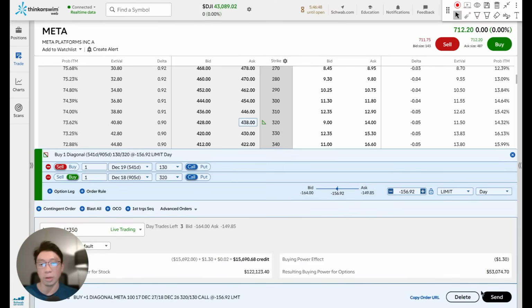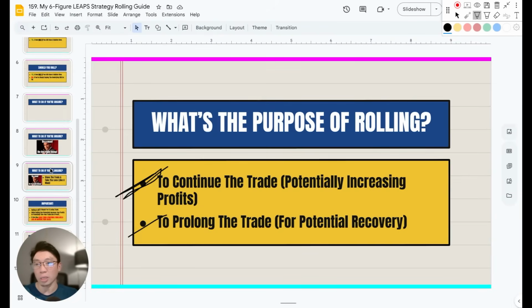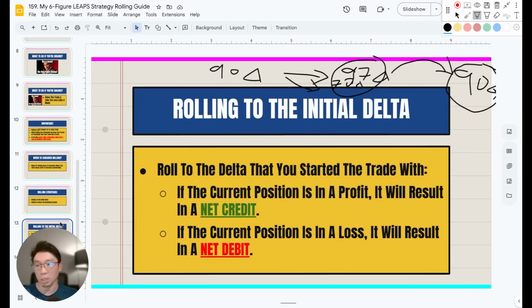So let me just show it to you. If I click review over here, you can see it says a credit of around $16,000, right? $15,690 to be exact. So this is what I mean, that you're going to have a net credit when you roll it if you are in a profit. Let me just scroll down here. There we go. So you can see over here, if the current position is in a profit, which the example I showed you just now is in, it will result in a net credit. But if the current position is in a loss, it will result in a net debit.